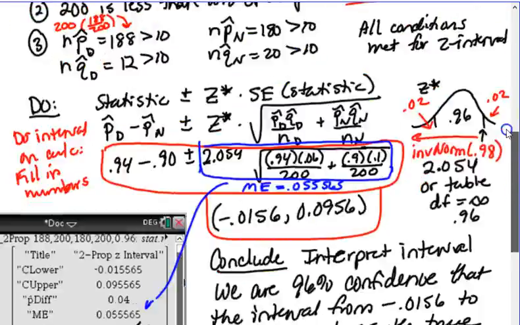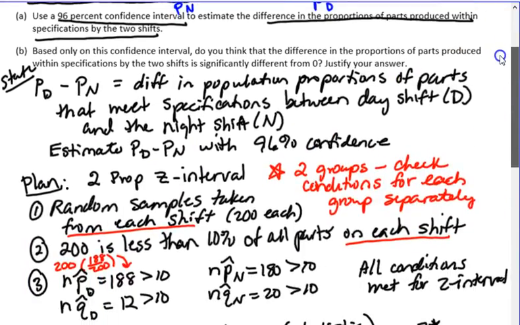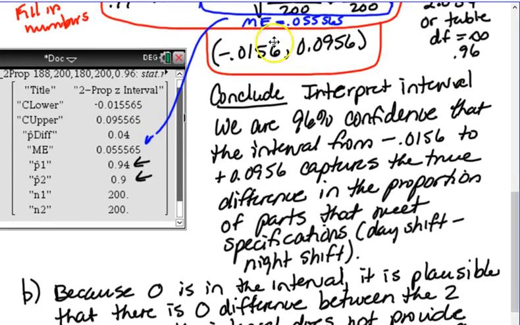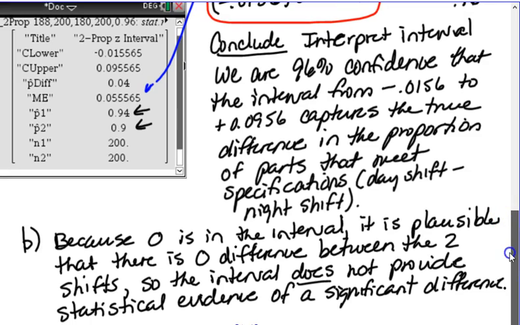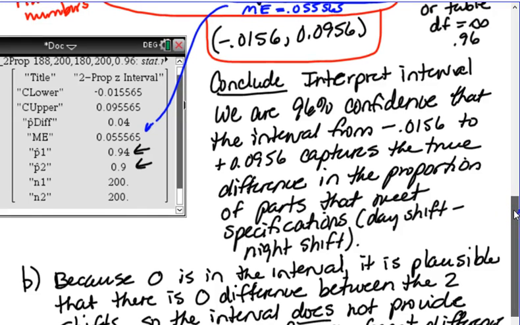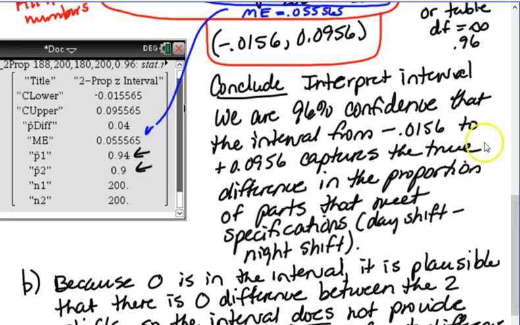Now the second question asks, based only on this confidence interval, do you think that the difference in the proportions of parts produced within specifications by the two shifts is significantly different from 0? Justify your answer. Because 0 is in the interval, it is plausible that there is 0 difference between the two shifts, because remember, we're 96% confident that this interval captures the true population proportion. So the difference might be 0, it might be positive, it might be negative.